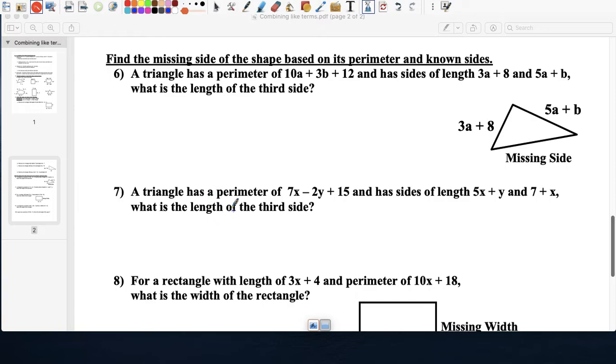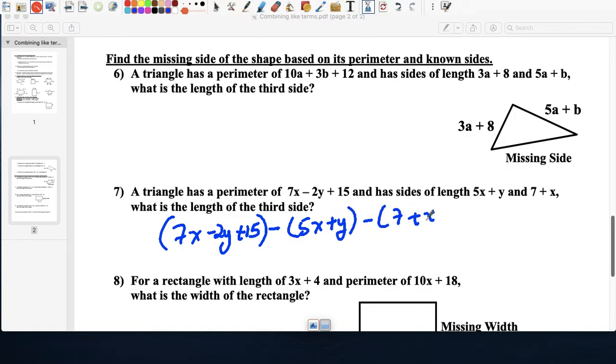Next one is the same thing. The total perimeter is 7x minus 2y plus 15, from which we're going to subtract those two values. So 7x minus 2y plus 15, and from that I'm going to subtract the 5x plus y, and I'm going to subtract the other side. So that's the setup. We're then going to remove the parentheses, make the changes, and combine like terms.